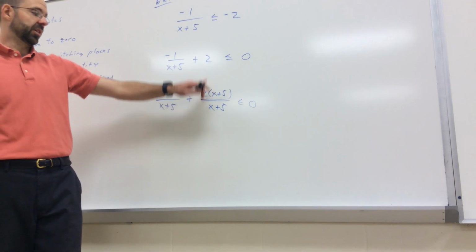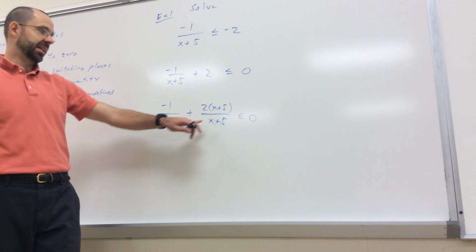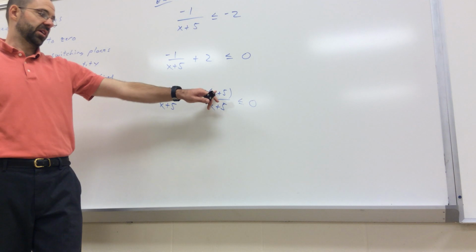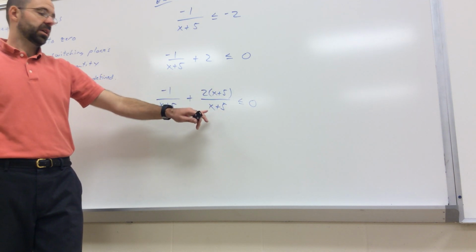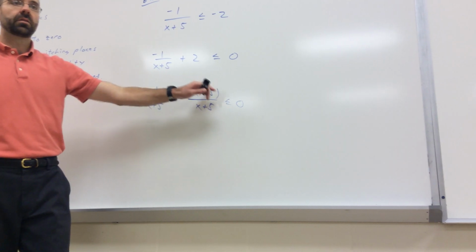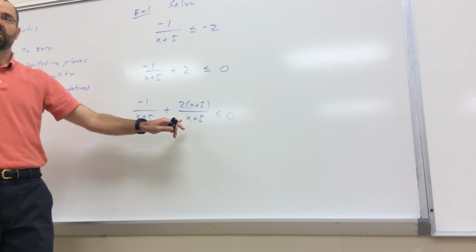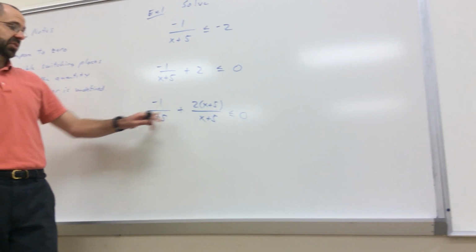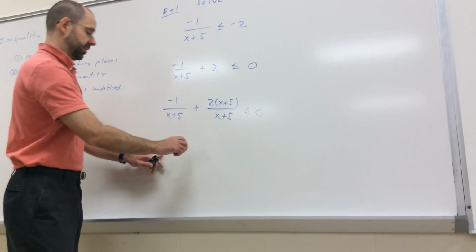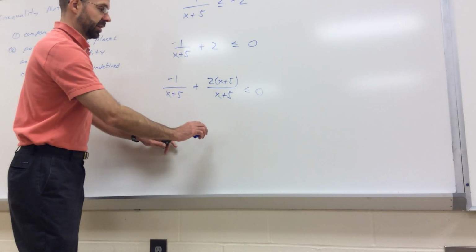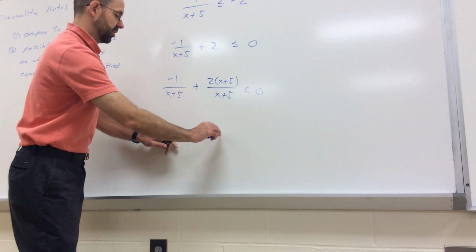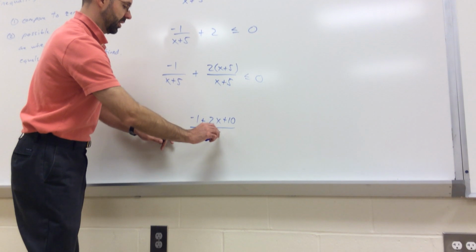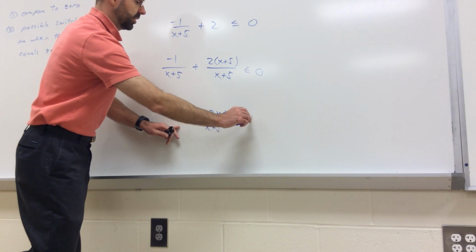So all I did from here to here is I needed this to have an x plus 5 on the bottom. So I multiplied by x plus 5 on the top and the bottom. And that's legal because that equals 1. If you multiply by 1, you're not changing the value. So now I have a common denominator, I can just add them together. So it's -1 plus, I'll go ahead and distribute that at the same time, 2x plus 10 over x plus 5. That's less than or equal to 0.